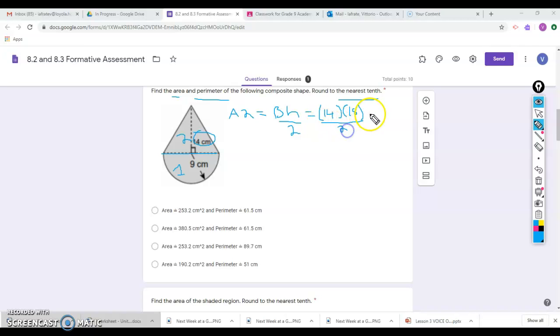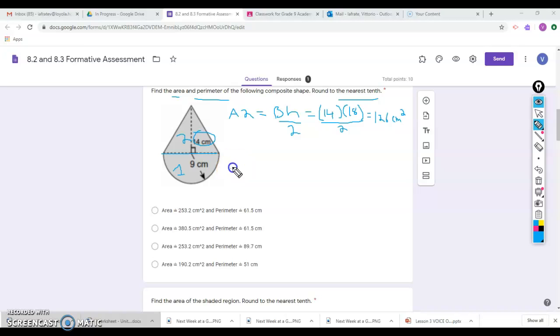I should have put my units in there, but again, you're going to pay attention to form. I'm just showing you strategy here. 14 times 18 divided by 2. I get 126 centimeters squared because it's surface area.